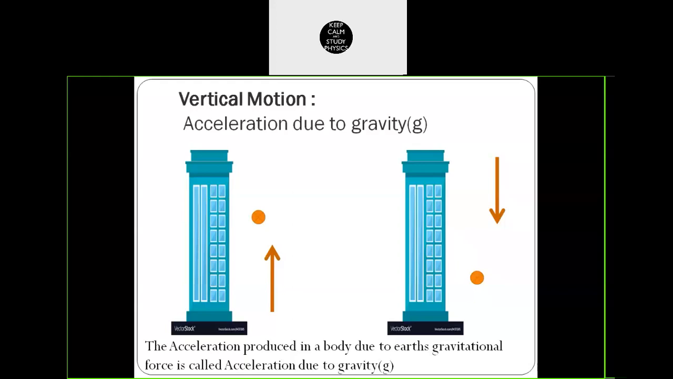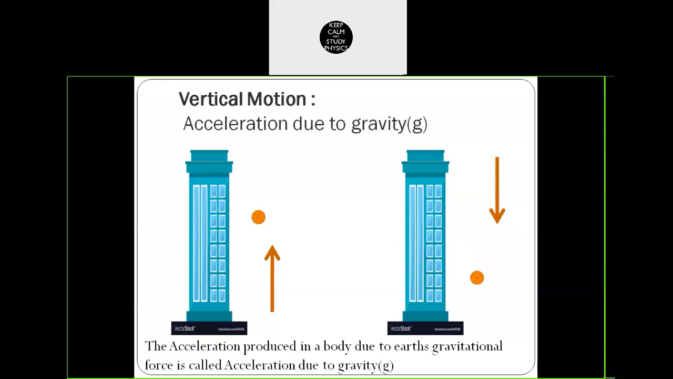Again, my question is straight. There is a change in velocity in the case of a freely falling body. Yes or no? There is a change in velocity. Yes or no? There is a change in velocity means there is an acceleration. So what we can say, when you throw a ball vertically upwards or when you drop a ball from a certain height, in both cases acceleration is produced in the ball.